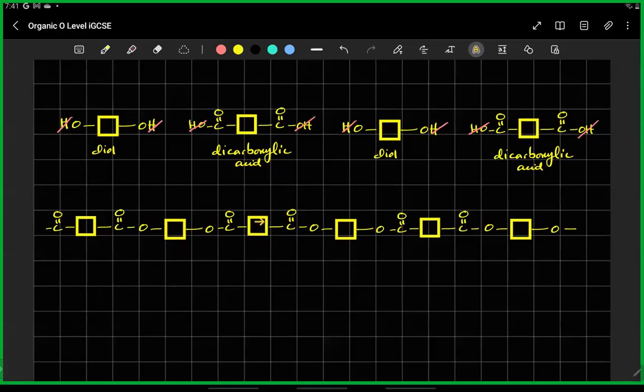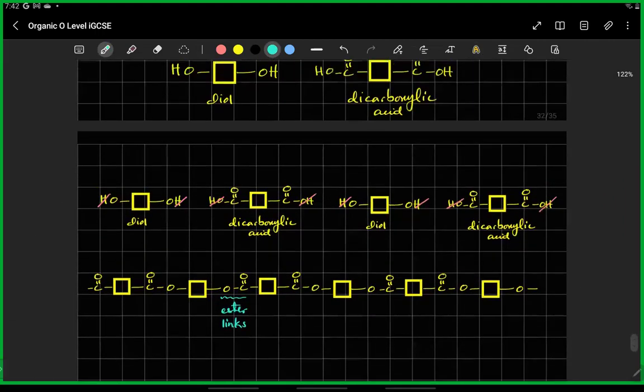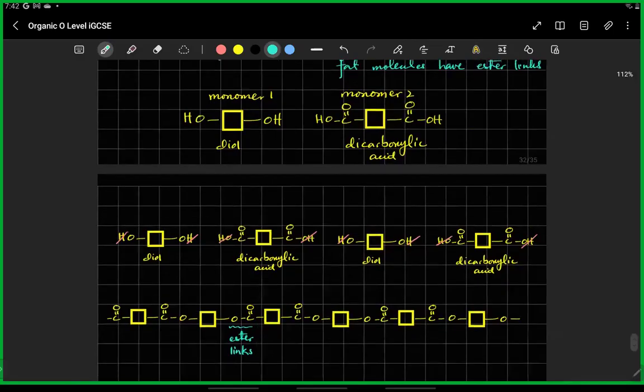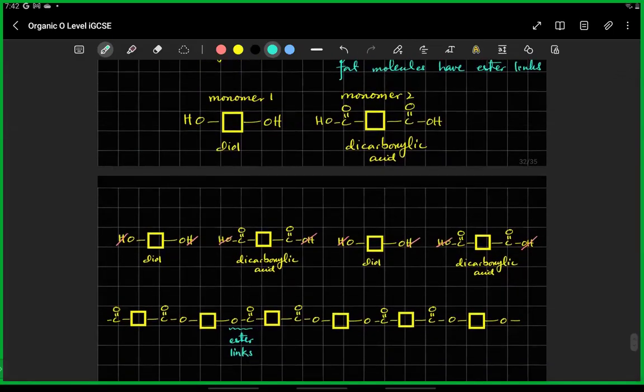ठीक है. I've just hidden it with a box because I don't want to draw it. So that's how your polyester is, and these are all your ester links. It's going to have multiple ester links. ठीक है. So which is why it's called a polyester. तो ये क्लियर है. आपको बहुत ज्यादा इसमें डिटेल में जाने की जरूरत नहीं है. This is what you're going to be asked to. You're going to be asked to draw this, and mostly you're just going to be asked to draw this. That's it. Clear है. Polyester हो गया. Is that clear?